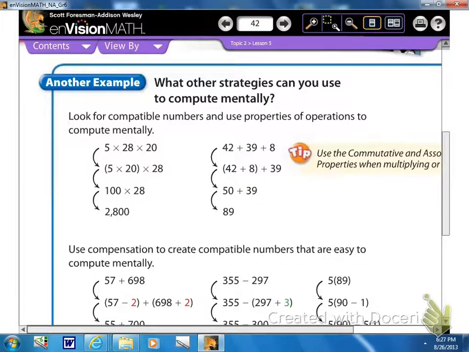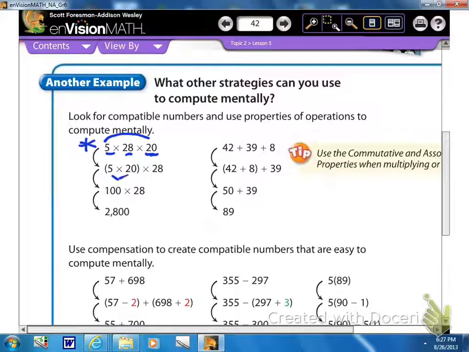Okay, here's another example. We have 5 times 28 times 20. Well, it's going to be a lot easier to go ahead and multiply 5 times 20 because we have that 0 in the ones place, and then multiply it times 28. Remember, again, we talked about the commutative property of multiplication. It does not matter the order. These numbers can travel and move.